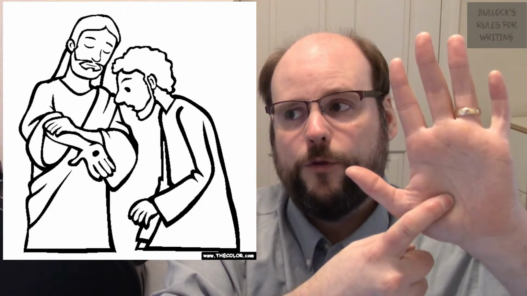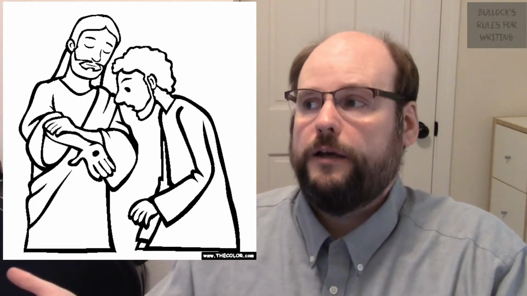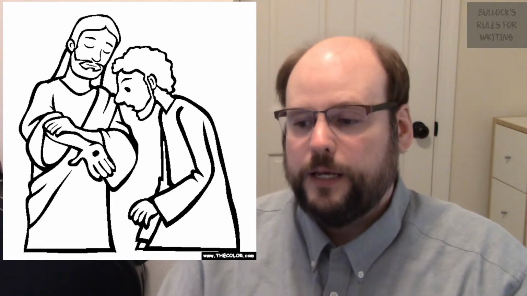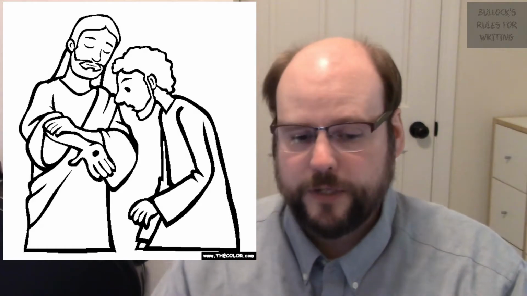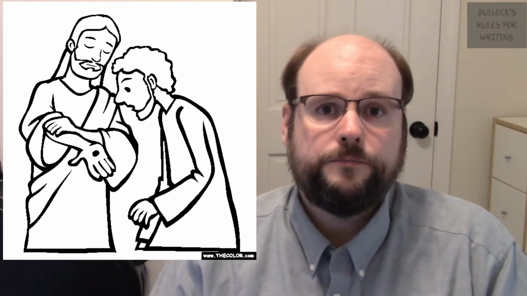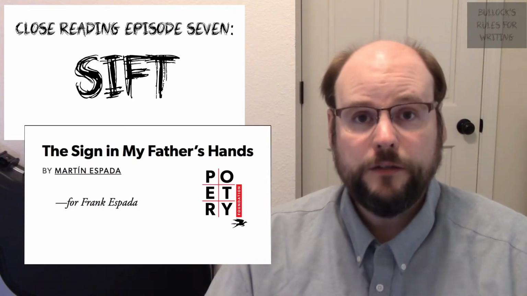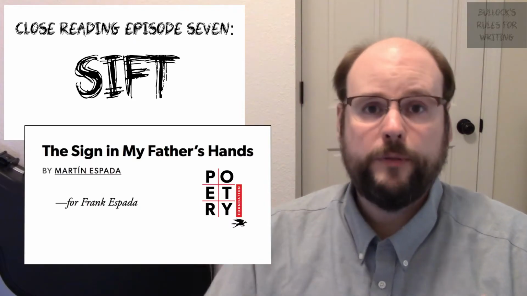So the way his father, Martín Espada's father, and this is a true story, it's dedicated to his father, the way his father has returned from the netherworld, he actually calls it a resurrection, right? So he's looking in his father's hands for a sign, the same way that Doubting Thomas had looked at Jesus's hands. That's allusion, it can go under figurative language, and that's what I would talk about here. You could also save the allusion for T for title, right? The sign of my father's hands, that's the biblical allusion.